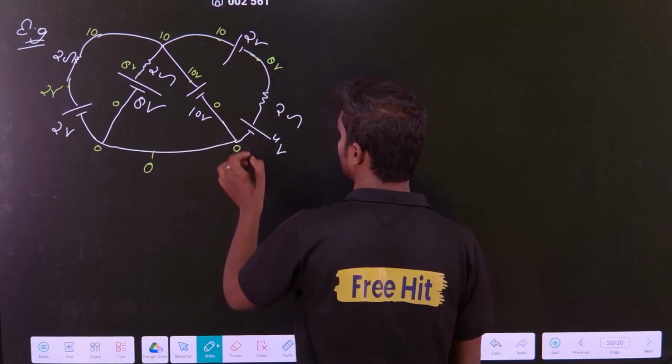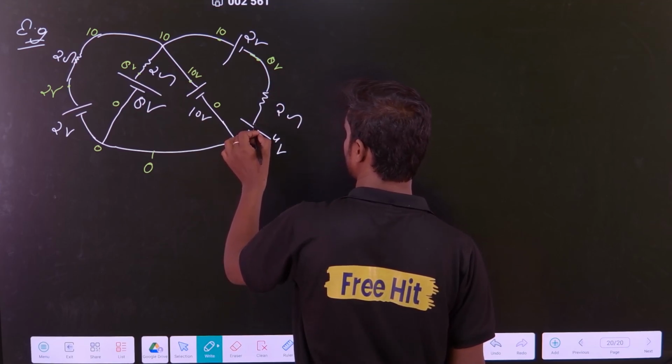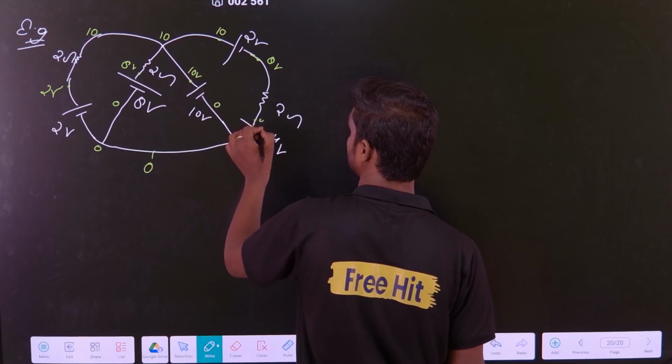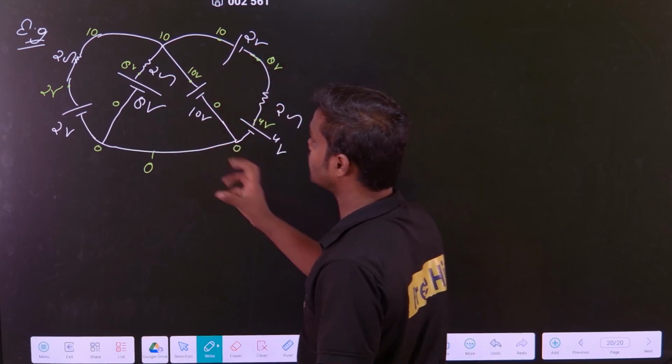Correct? Similarly here, this is 0. This is connected to the positive terminal of the battery. What you have to do? 0 plus 4. So this is 4 volt. Now you know the potential across every resistance.